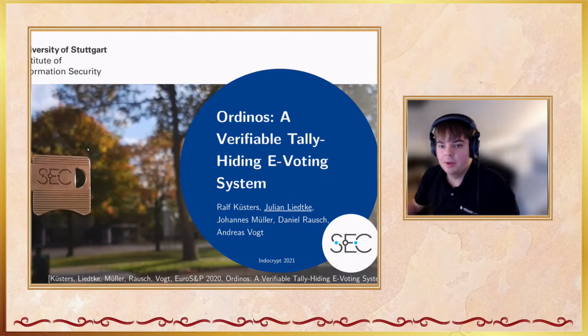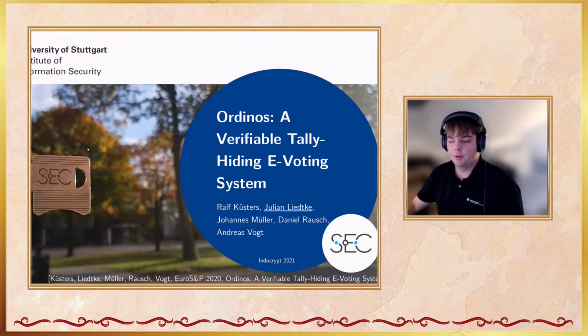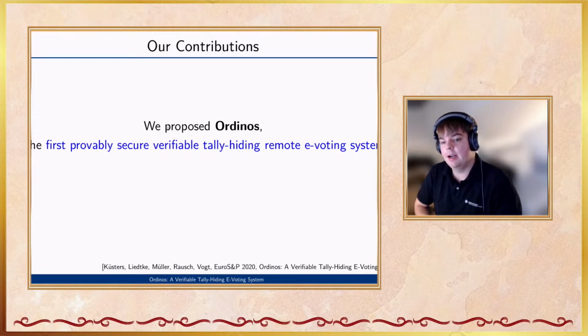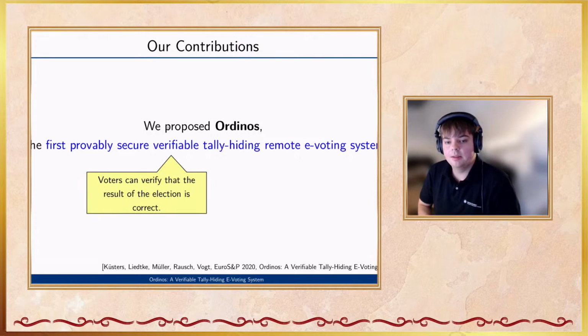Hello, my name is Julian Dietke, and I present you Ordinos, which was published at EuroS&P 2020. It is joint work with Ralf Küsters, Johannes Müller, Daniel Rausch, and Andreas Vogt. Ordinos is the first provably secure, verifiable, tally-hiding remote e-voting system. Let us briefly discuss what these properties are. Verifiability means that parties are able to check whether the claimed result of the election is correct. This check can be performed by individual voters, but it is not restricted to participants of the voting protocol. Thus, everyone can verify the election result.